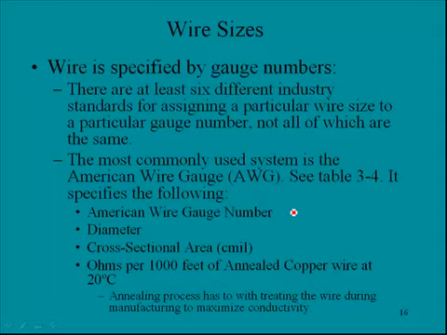And it specifies the following things. It assigns an American Wire Gauge number, and this starts out at 0000 and goes up to 30. It specifies the diameter of the wire. It specifies cross-sectional area in circular mils, and it also specifies the ohms per 1,000 feet of annealed copper wire at, and notice they specify a temperature, 20 degrees centigrade. And the annealing process has to do with treating the wire during manufacturing to maximize conductivity.